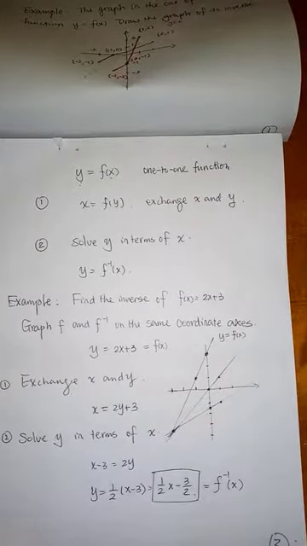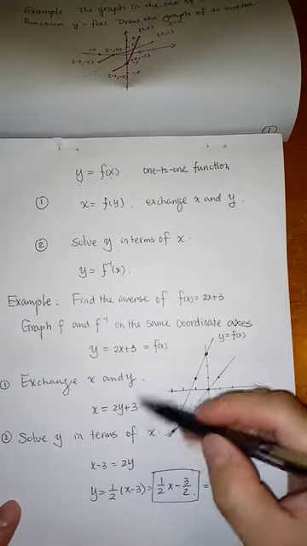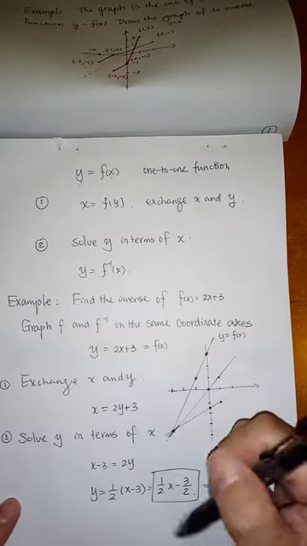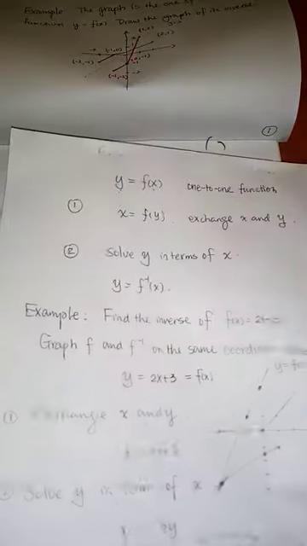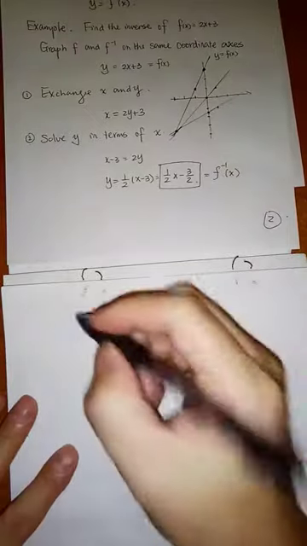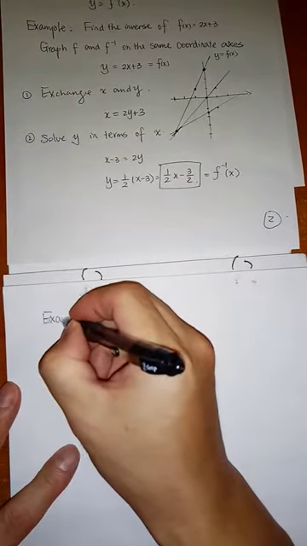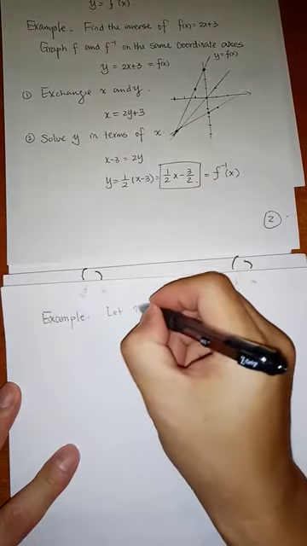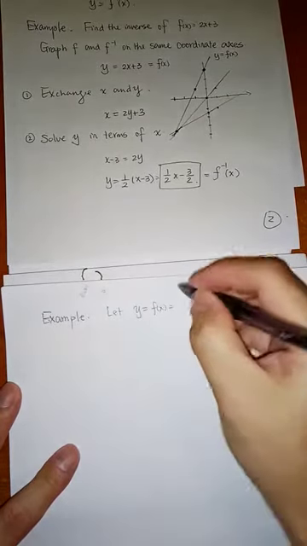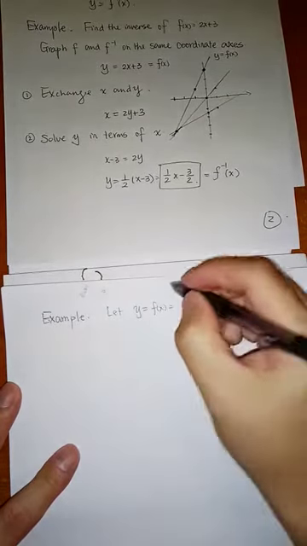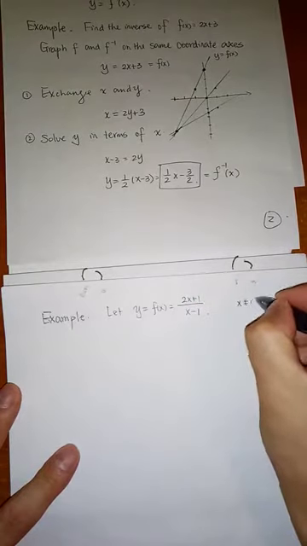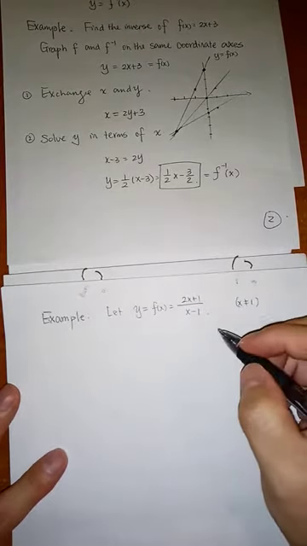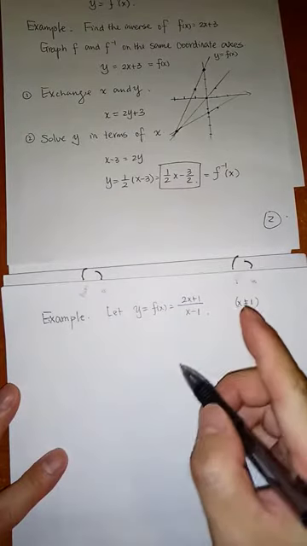So the steps are very simple. You exchange, solve. Exchange is not a difficult job. To solve it sometimes will take some effort. Okay, so let's see another example for this type of problem. Let y equal to f(x) equal to (2x plus 1) over (x minus 1). Of course, here x is not equal to 1. When x is 1, the denominator is 0.